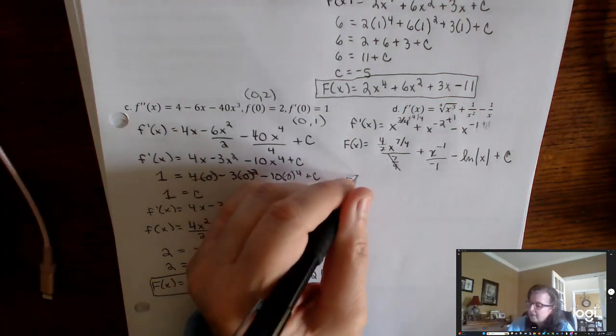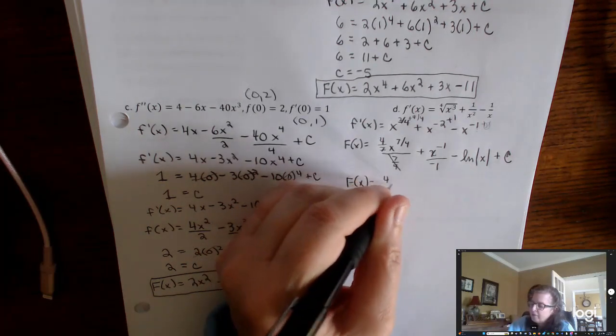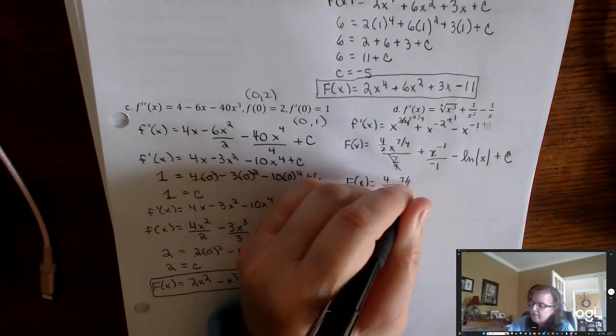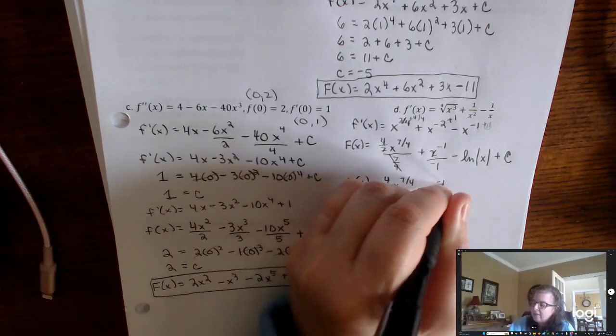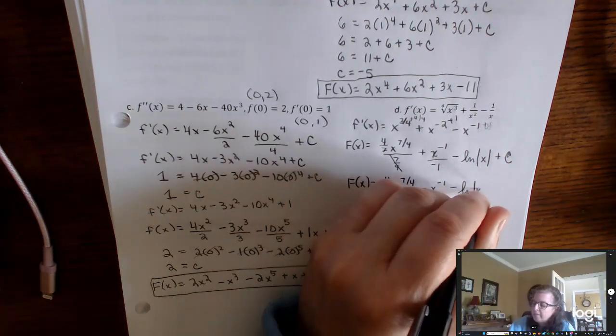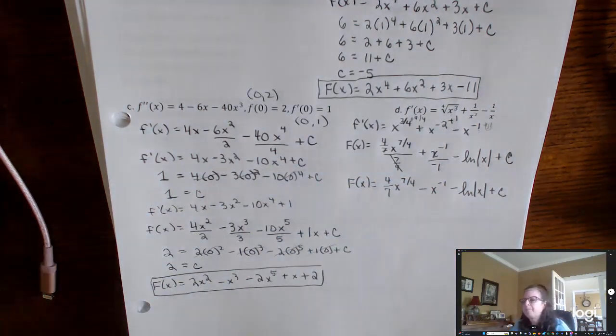So this is f of x equals 4/7 x to the 7/4 minus x to the negative 1 minus ln of absolute value of x plus c.